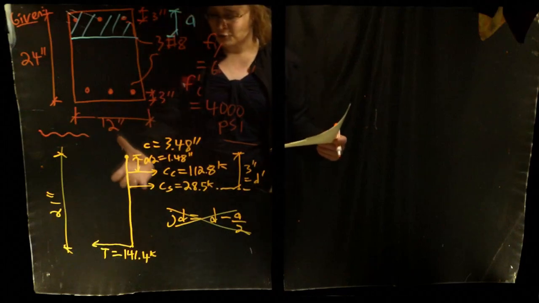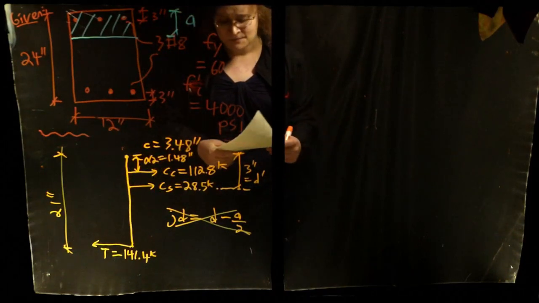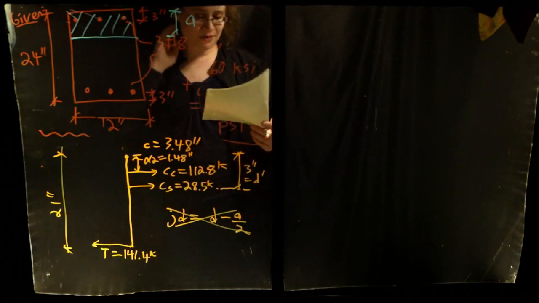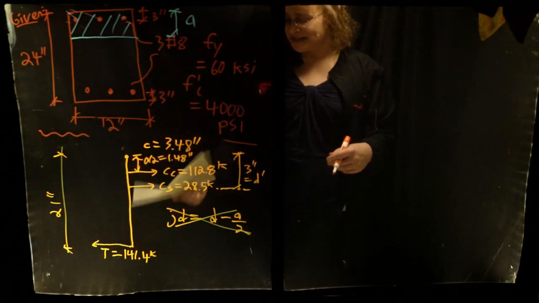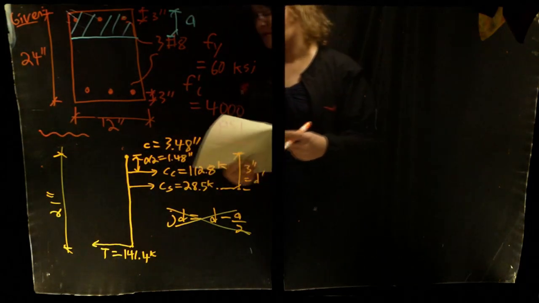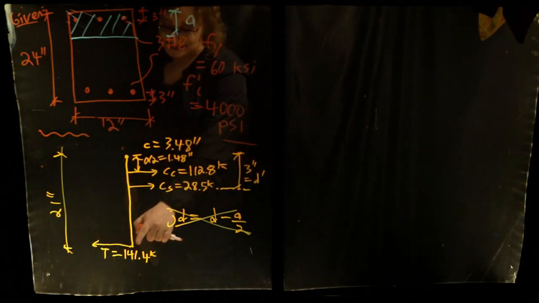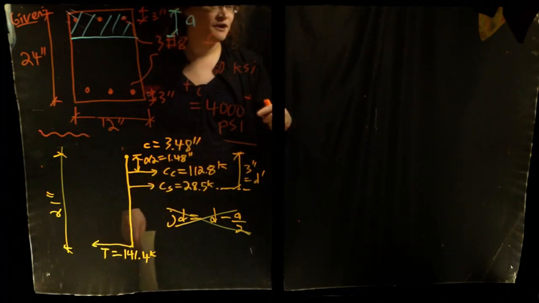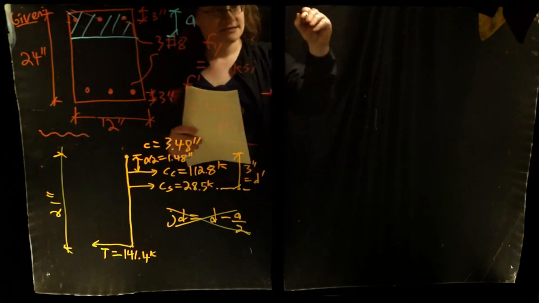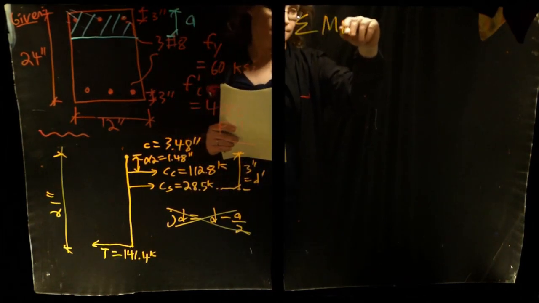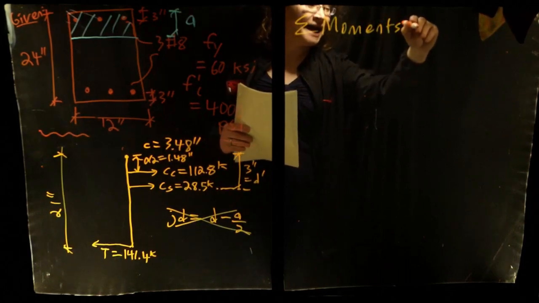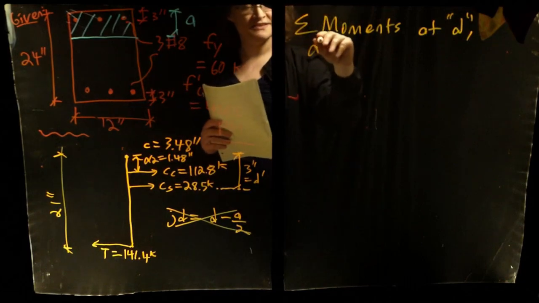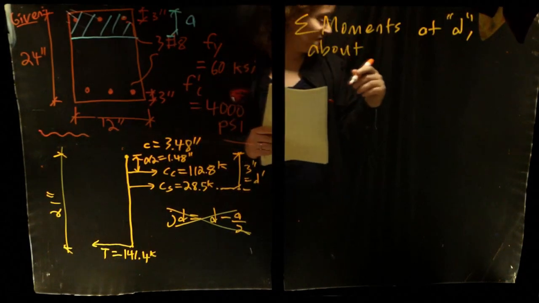So if you want to find the total moment produced by all forces in a diagram, you just need to sum forces, or sorry, sum moments about any convenient point. And so I can sum moments anywhere. To make things simple, I'll just sum moments about depth d. In other words, I'm going to sum moments about the centroid of the tension reinforcement.